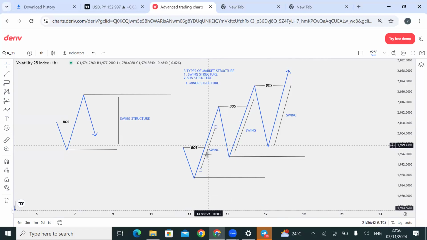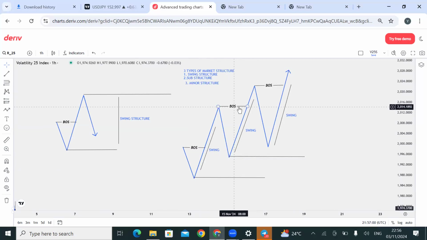When we have a break of structure, this is our swing structure. Our swing structure is from here to here, that's a swing structure. You understand that? From this low to this high, that's a swing structure. Price always comes back down into the swing. Buy from here, go up. You understand now? Buy from here and go up.